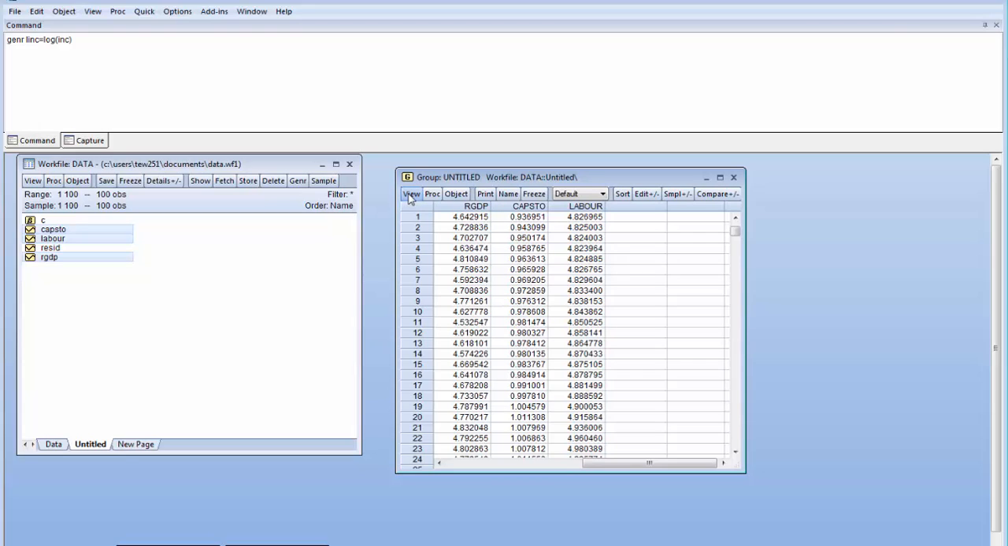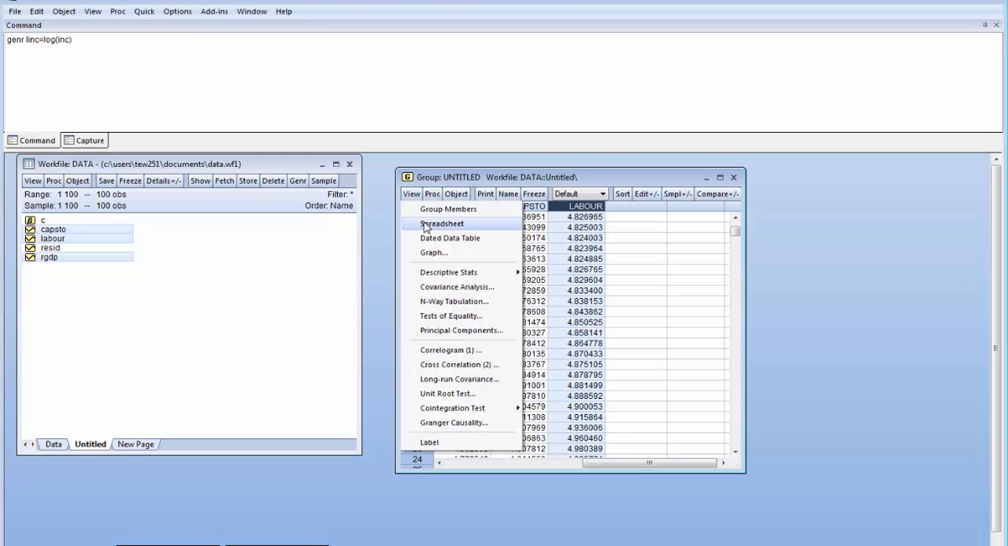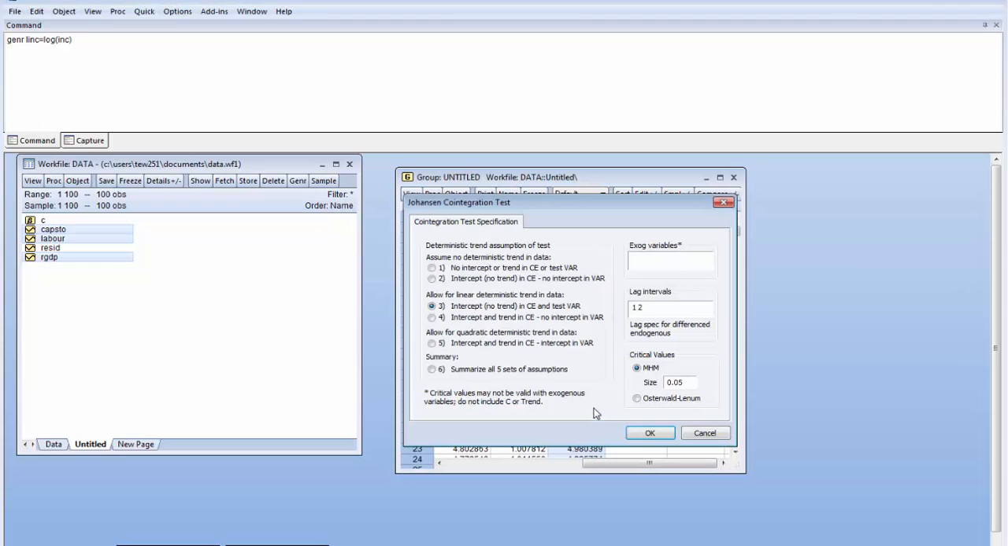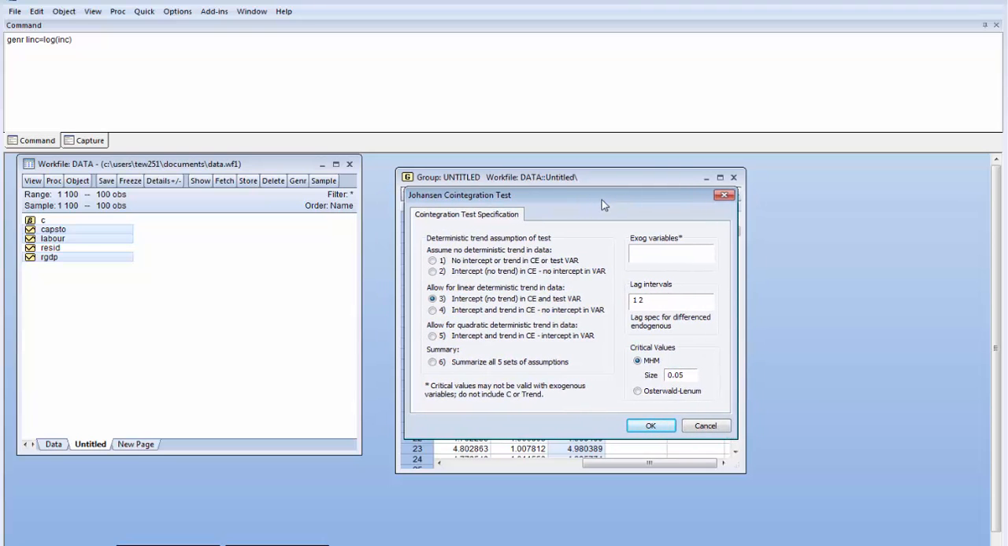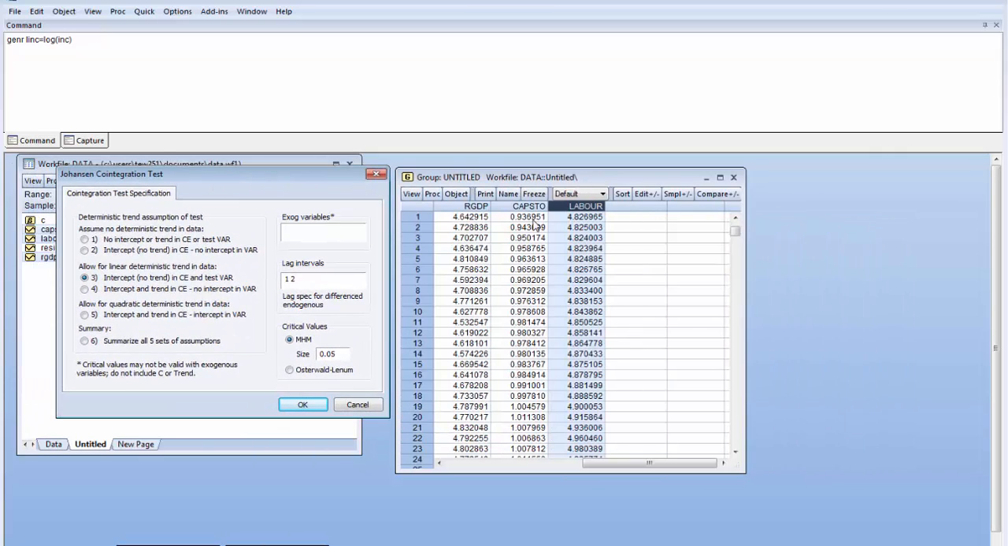So let's then go to view. These are the 3 variables we have, let's say GDP, capital stock, and labor. We go to view and go to cointegration test. If I had only 2 variables, I would use this, otherwise the Johansen system. We would like to test whether there is a cointegrating relationship, in other words a long run relationship, between the 3 variables I've chosen.